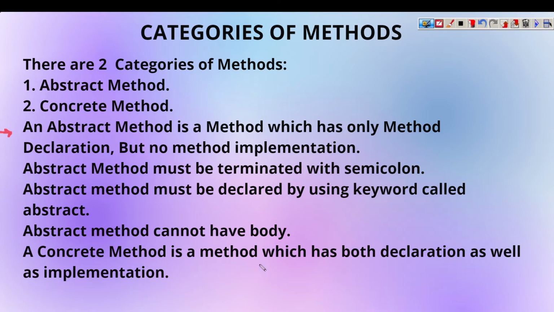A concrete method is a method which has both the declaration as well as the implementation. So the abstract method is one kind of method and the concrete method is another kind of method. So let us see them in detail.